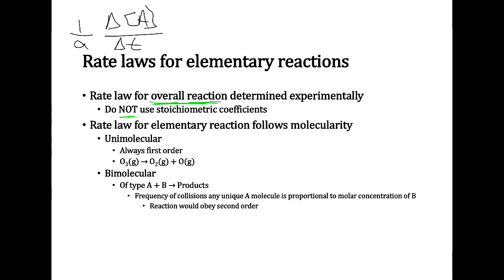So, for instance, if we look at a unimolecular process, how will you know if it's an elementary step or not? Well, it's going to have to tell you somewhere that it's an elementary step. So for this decomposition of ozone right here, if we were going to write a rate law, we would say rate equals k times the concentration of O3.